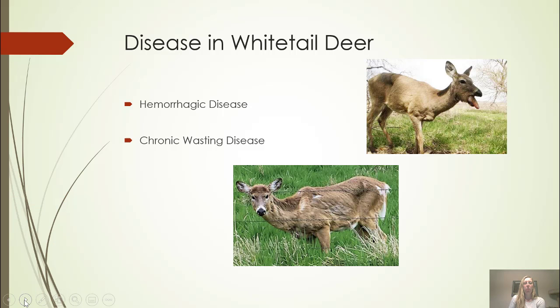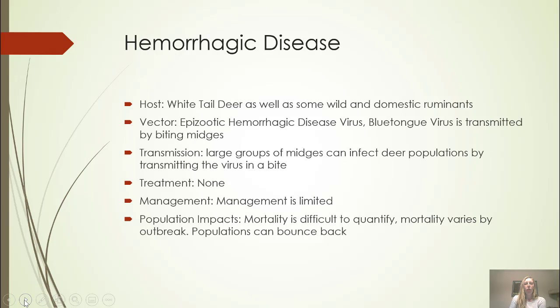First, I'm going to talk a little bit about the speaker who spoke on disease in white-tailed deer. He spoke about hemorrhagic disease and chronic wasting disease. With hemorrhagic disease, the host is mainly the white-tailed deer as well as some wild and domestic ruminants. White-tailed deer, you'll mainly see the symptomatic versions of the disease. The other animals are normally more asymptomatic.